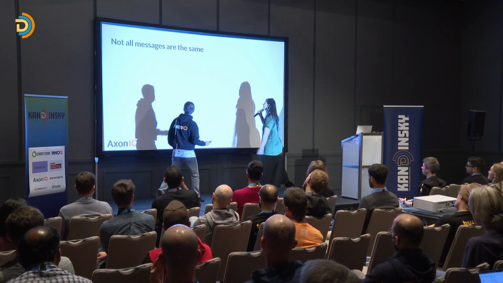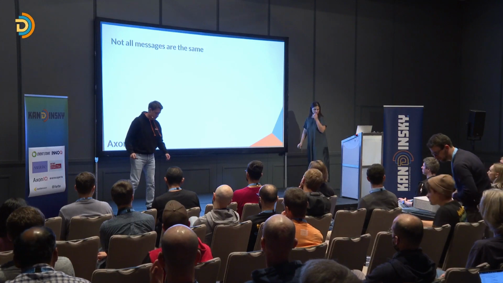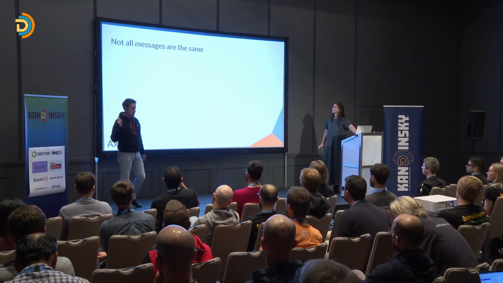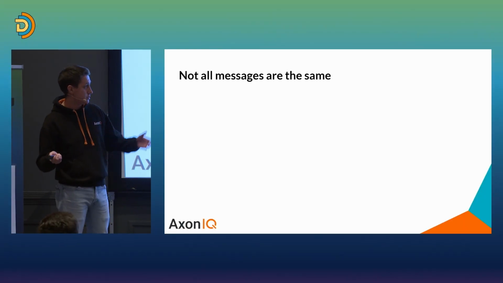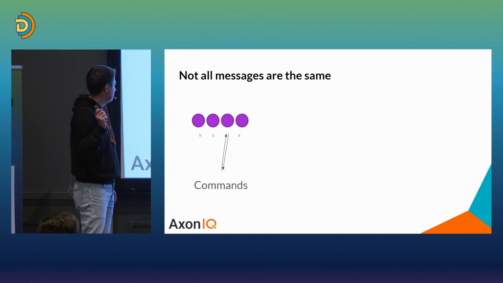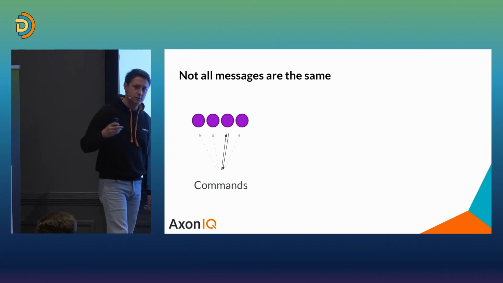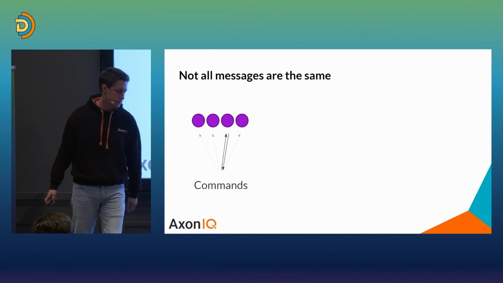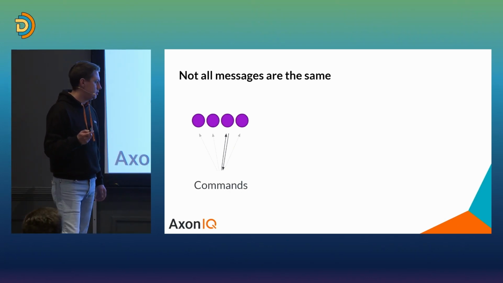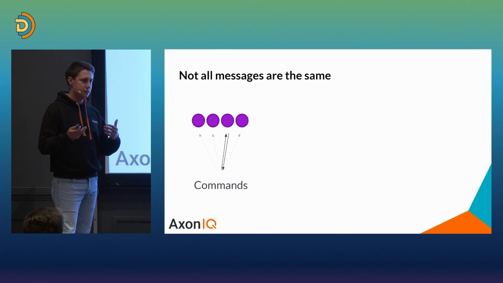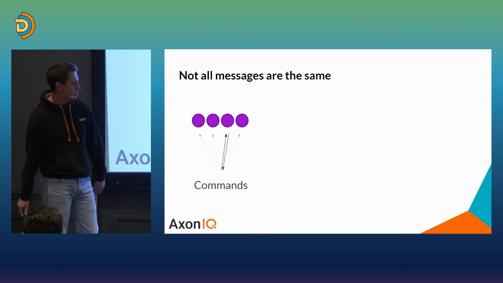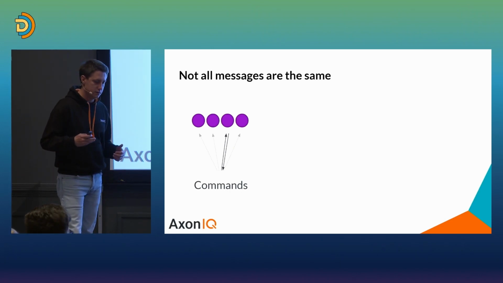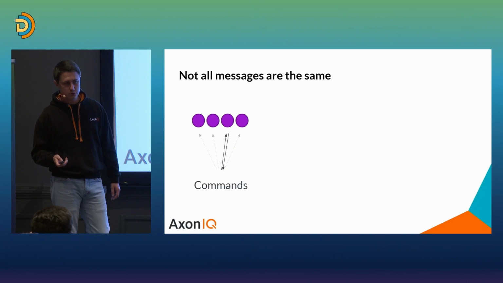We know that all happy messages look the same, but not all messages are the same. There are three types of messages that we identified, and Sara showed them in the example. The first ones are commands. They are routed to a single component. Usually, an aggregate is the one handling it. We usually do not expect any response other than, okay, the system got your command, it's fine. And they basically represent an intent to change something within your system.